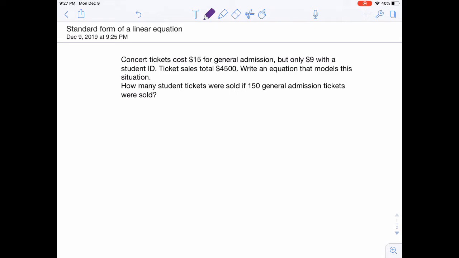Alright, so today we're going to look at the standard form of a linear equation. The standard form is ax plus by equals c. When we're comparing two different items, we use this standard form. The general form that we're used to is y equals mx plus b. It all depends on the type of word problem we're given.